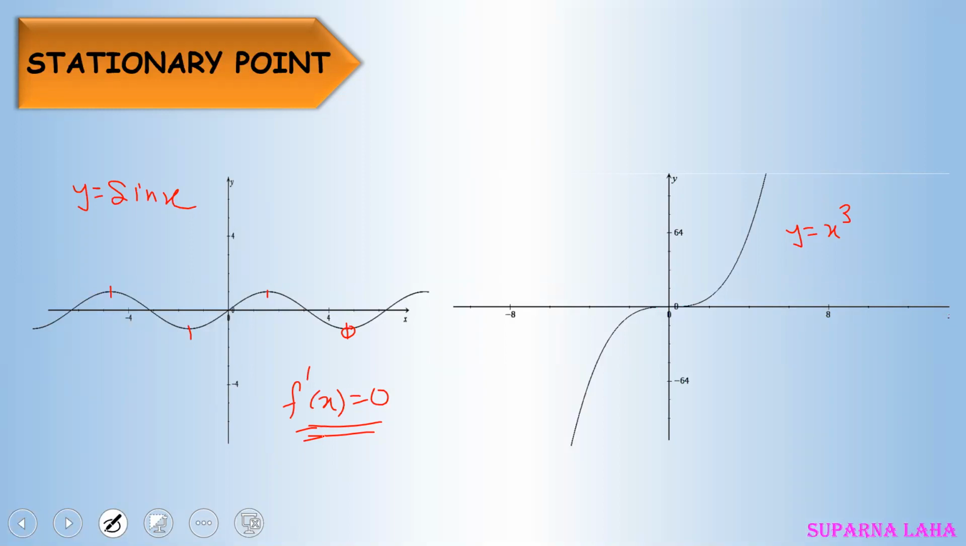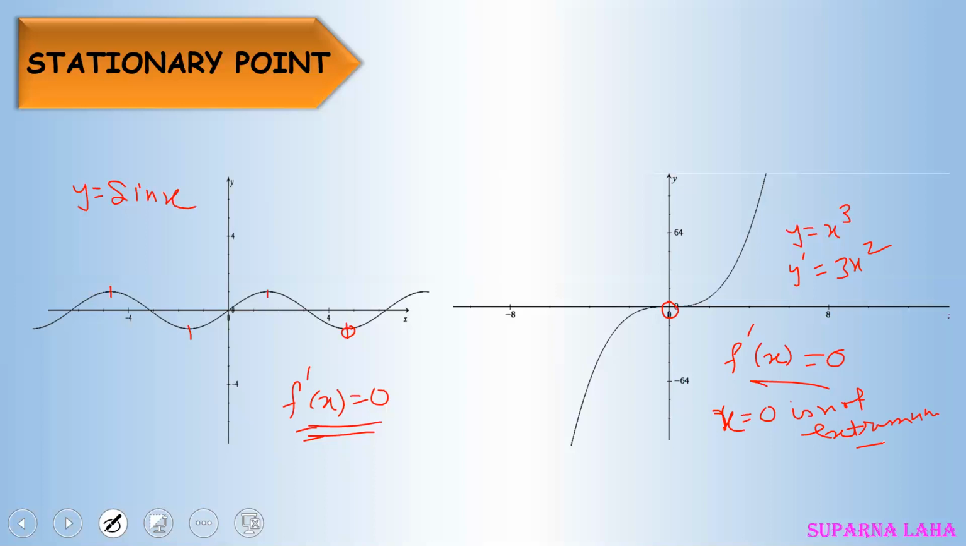Now, look, in this case, at the point x equals 0, we can find f dash x is also 0. Because y is x cube, so what is y dash? y dash is 3x square. So for x equal to 0, f dash x is 0. But look, this is not a maxima or minima. That x equal to 0 is not an extremum. That is, it is neither maxima nor minima.